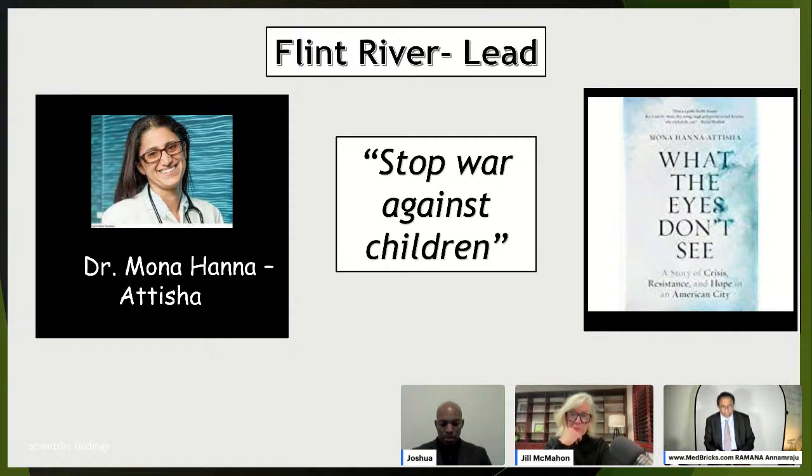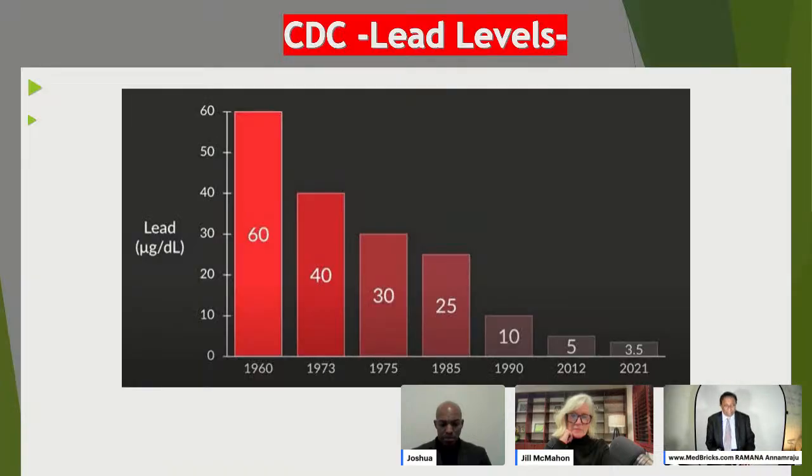Prevention is the best. There is another lady, Dr. Mona Hanna-Attisha, from Flint, Michigan. Actually, a lot of lead came in the water. She wrote a book called What the Eyes Don't See, about the war against children. So there's a lot of lead problem. The CDC realized that, and they continuously reduced the limit.